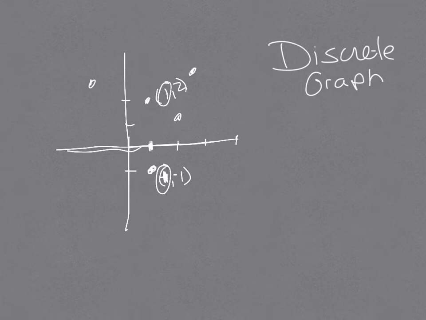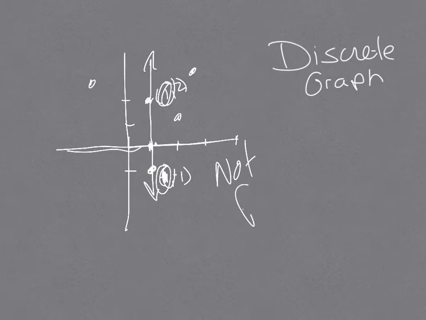They both have the same x, 1, so that means they're a vertical line. And since you can do a vertical line test and hit the graph more than once, it is not a function.